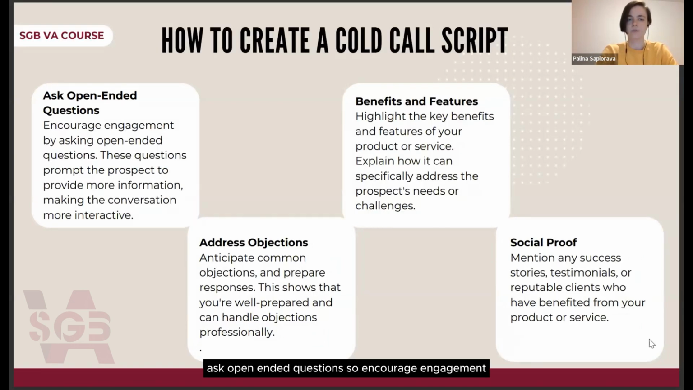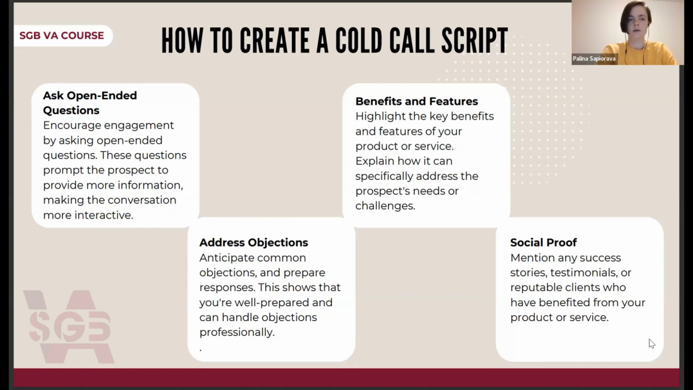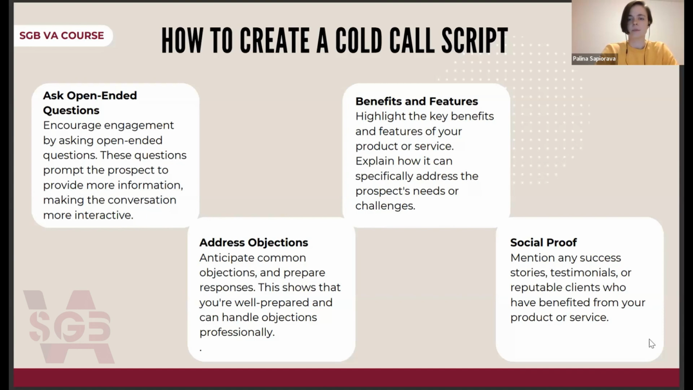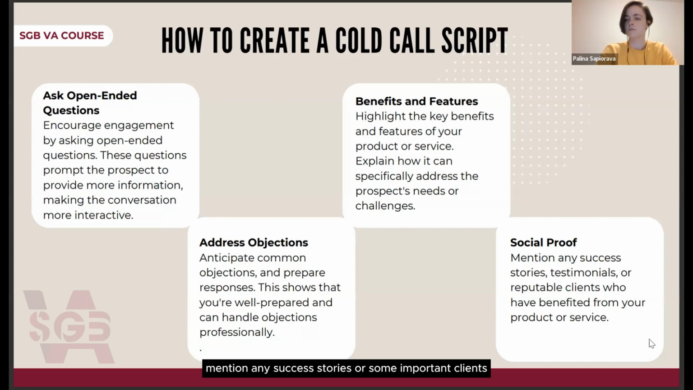Ask open-ended questions. So encourage engagement. These questions prompt the prospect to provide more information and make them interact with you. Of course, address objections. So you can prepare responses to some most common objections, but be ready to be flexible during the call. Highlight the key benefits and features of your product or service. So explain how it specifically can help the recipient of your call with some of their problems. And of course, mention any success stories or some important clients who have benefited from the product or service, because it's always good to create a reputation.